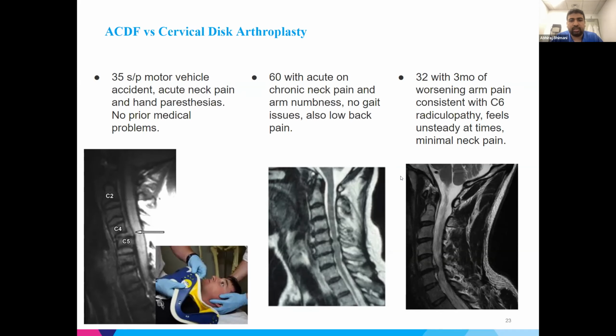level ACDF on him. The third one is a 32-year-old with 3-month history of worsening arm pain, C6 radiculopathy. So this is a classic example of a young patient with a radiculopathy, but no significant neck pain and no concern for instability. So the third one would be a prime candidate for an arthroplasty. Yeah, that's very well said.